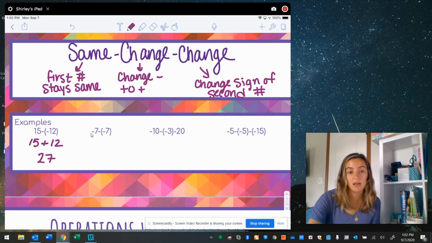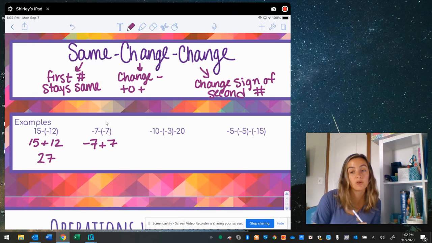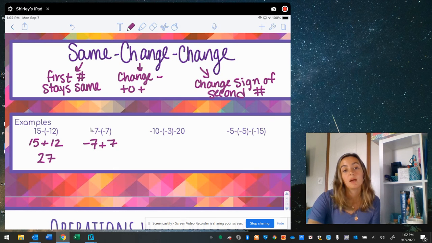Same, change, change over here, -7 minus -7. First number stays the same. Change to a plus sign. Change the sign of your second number. So now I'm doing -7 plus 7. My signs are different, so my rule tells me to subtract. 7 minus 7 is 0. And then technically I'm supposed to keep the sign of that larger number, but 7 and 7 are the same. So 0 never has a sign to it. So anytime you're adding opposites like this, a positive and negative of the same value, you're always going to get 0.